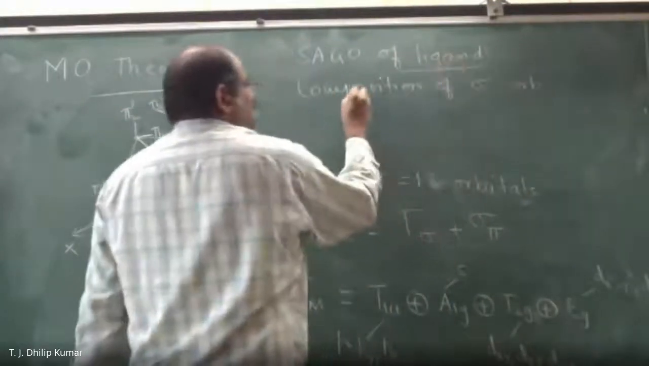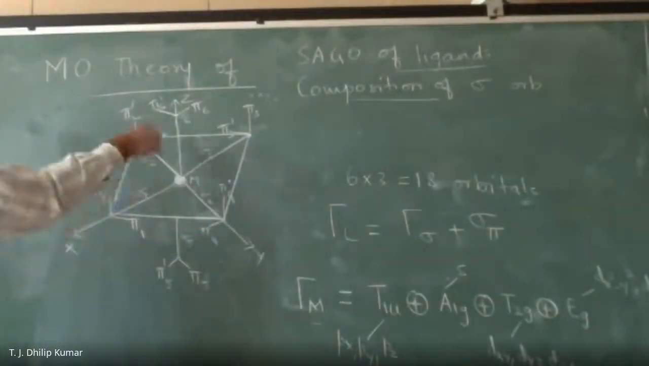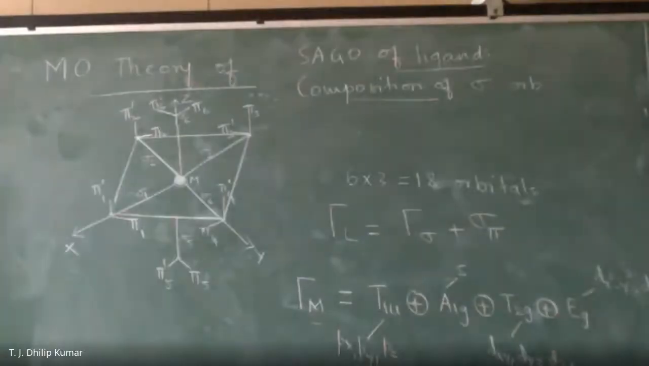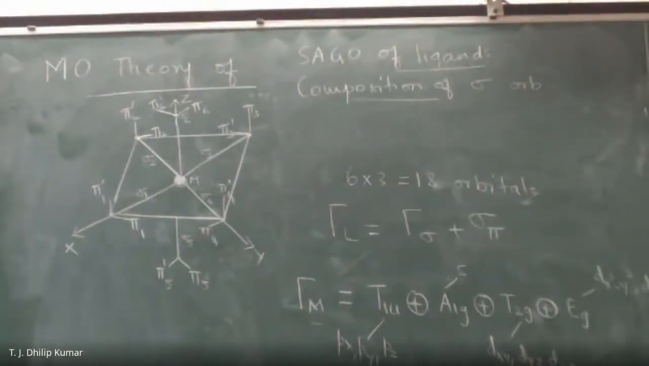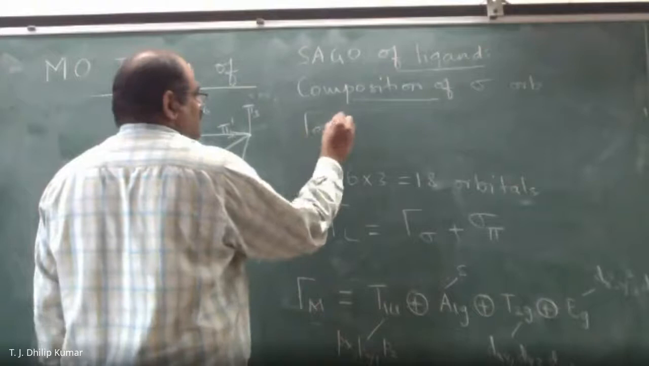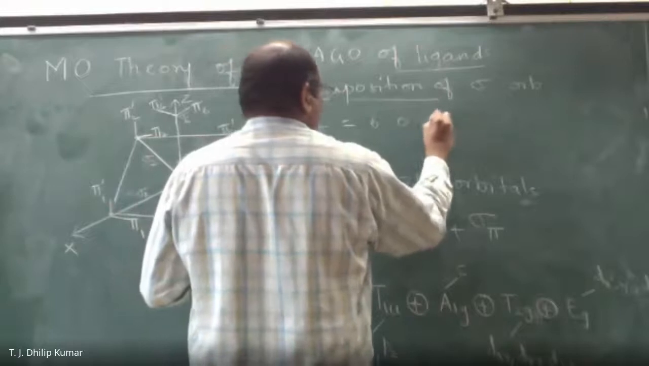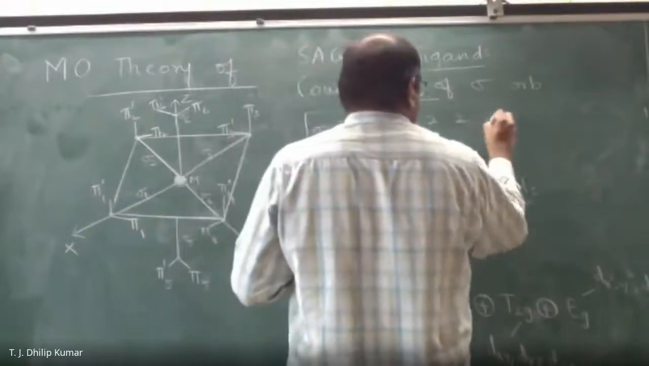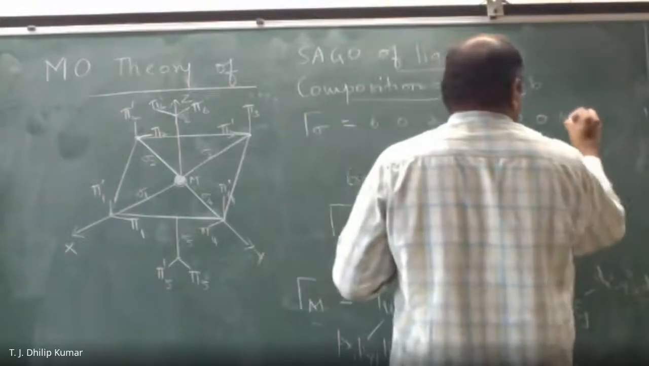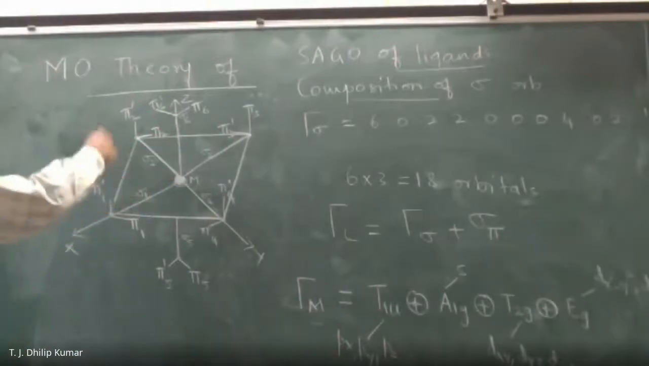So sigma, you could see it's all directed towards the metal: sigma 1, sigma 2, sigma 3, 4, 5, 6. If you consider that, use the projection operator technique, like what we did in the last class. So we write the reducible representation of sigma. That turns out to be 6, 0, 2, 2, a lot of zeros, 4, 0, 2. You can verify it.